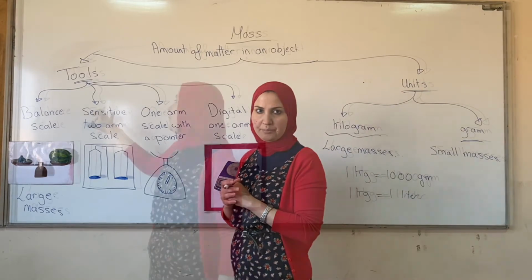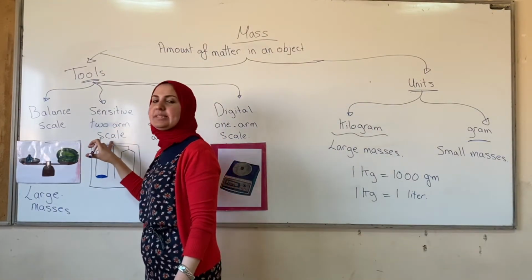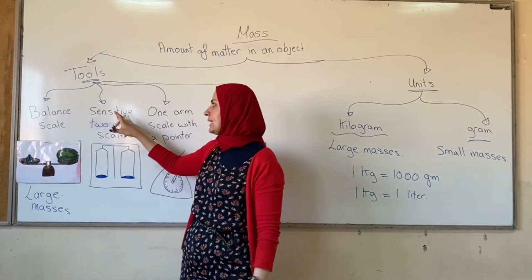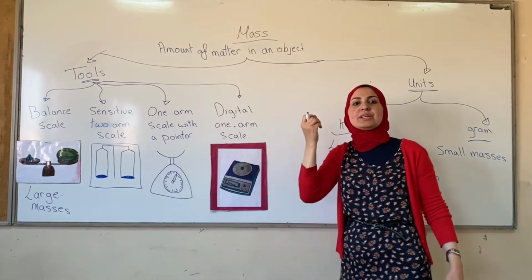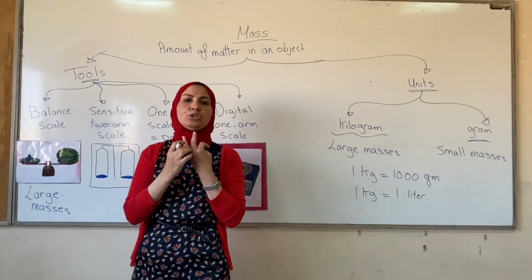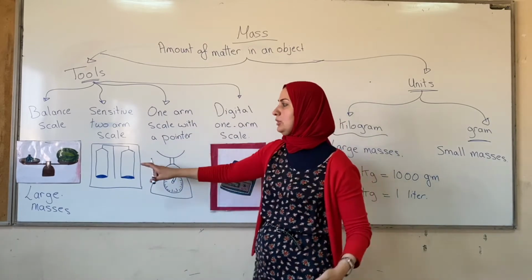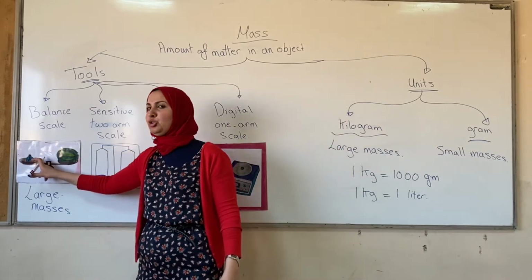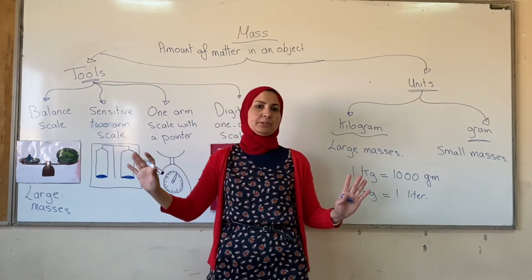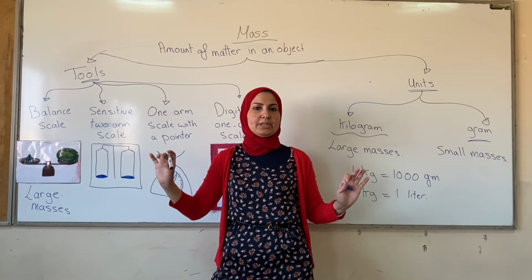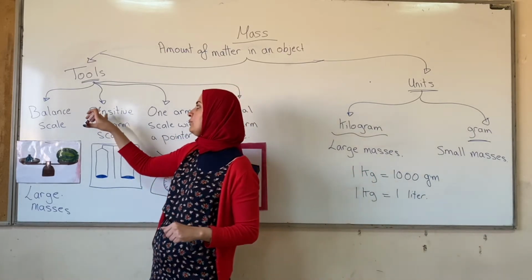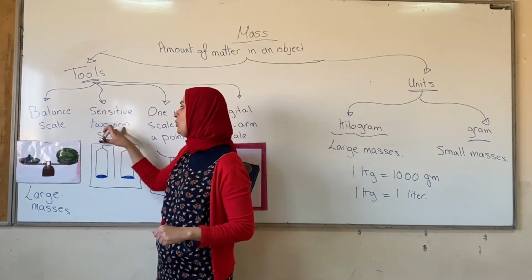Vegetables in the street. What about the sensitive two-arm scale? Sensitive means it is used for measuring small masses, very small masses. Like what? Like if I want to measure the mass of a ring, can I put it on the balance scale? No. What will happen if I put my ring here? Nothing is going to happen. So I will not be able to measure its mass. So if I want to measure small masses, I will use the sensitive two-arm scale.